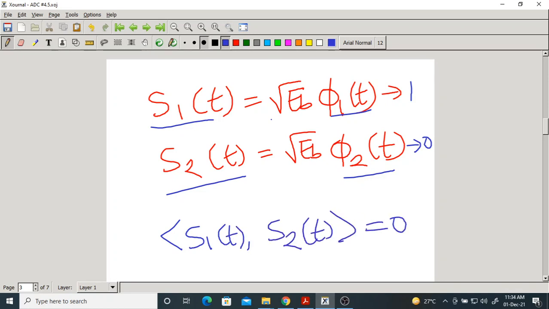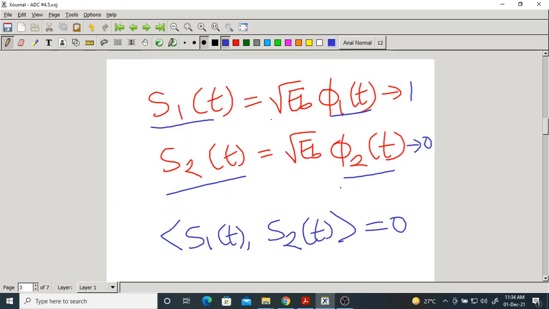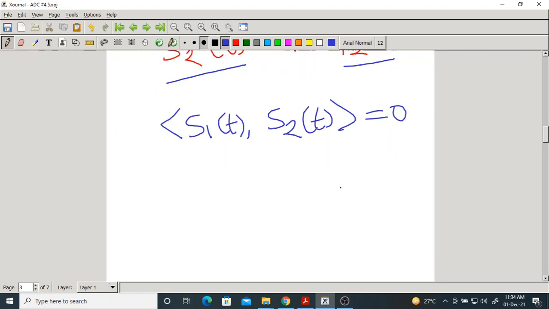It is obvious, right? Now the given two modulated signals are orthogonal to each other. Please remember, not only the basis functions, the given two modulated waveforms are also orthogonal to each other. So this is called orthogonal modulation.